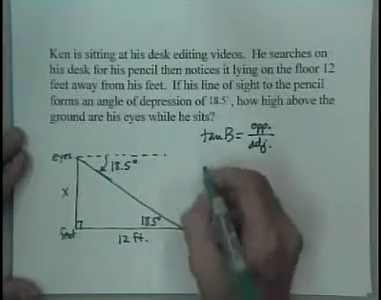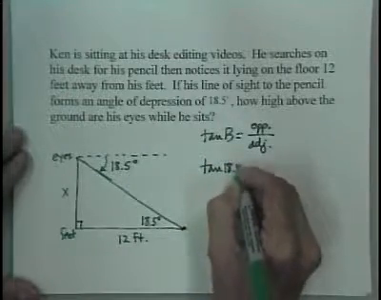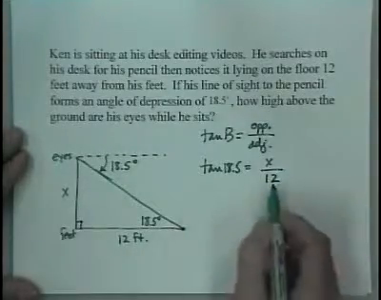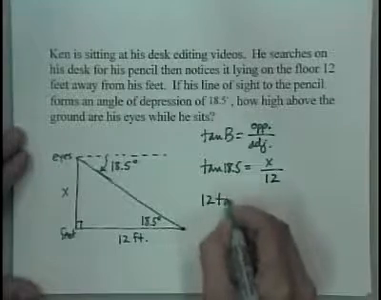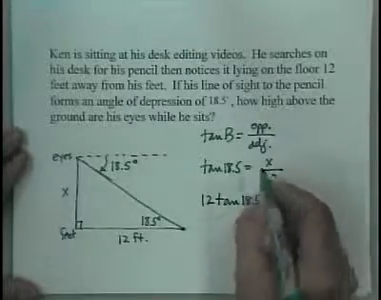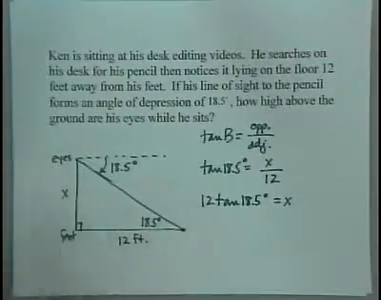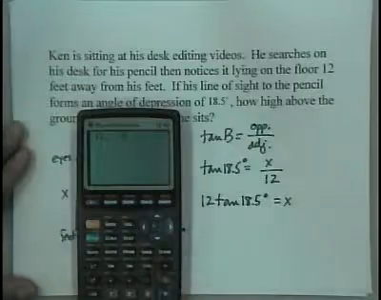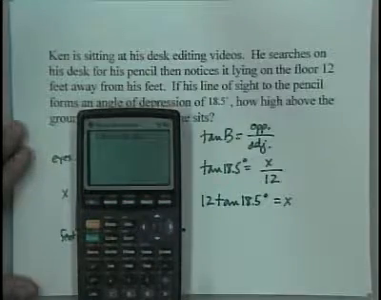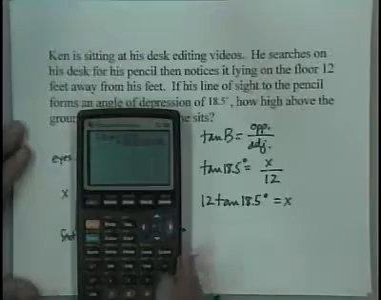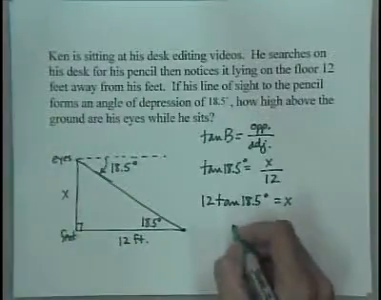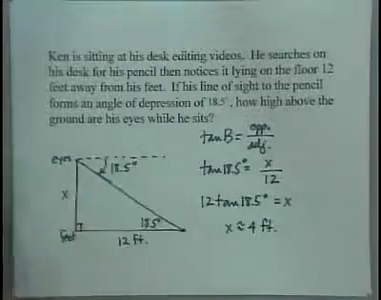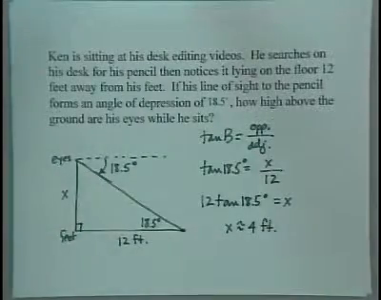Filling in the numbers that I know, tangent of 18.5 equals x over 12. To solve for x, I'm going to multiply by 12, and I should call that degrees. And now I'm going to use my calculator and find 12 tangent 18.5, and that number's approximately 4. And so we could say that Ken's eyes are approximately 4 feet above the ground while he sits.